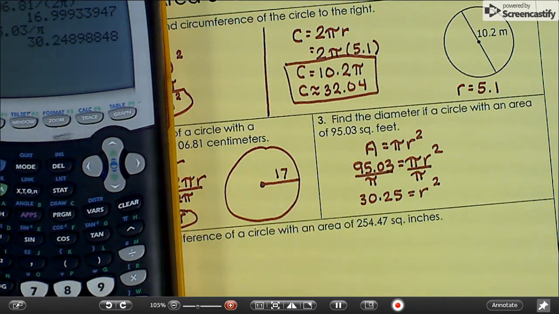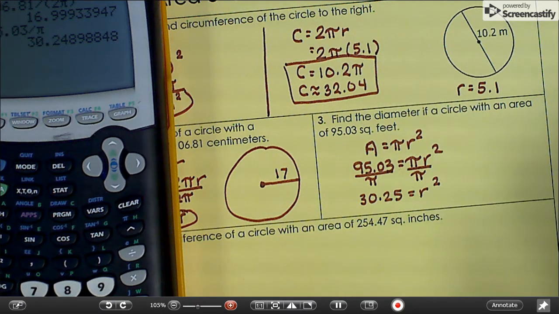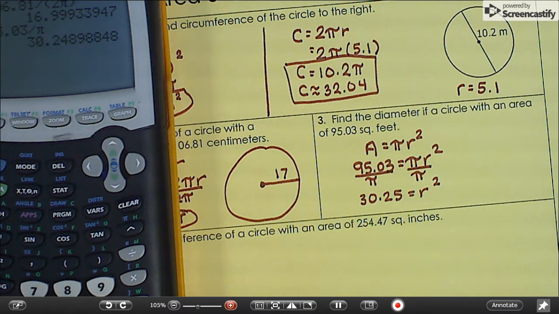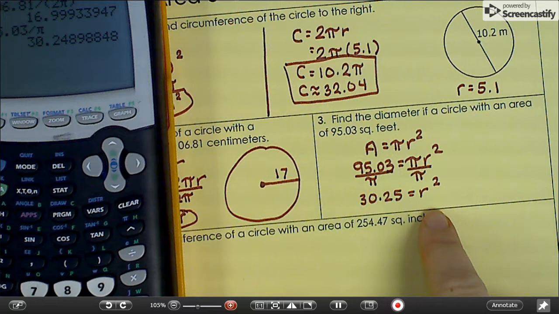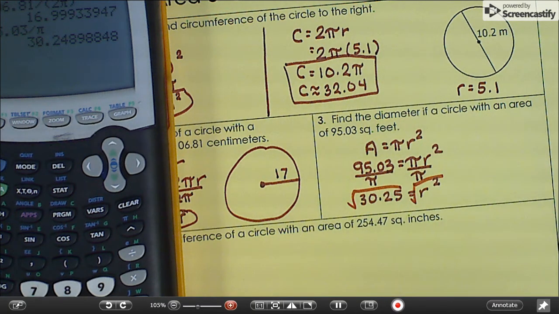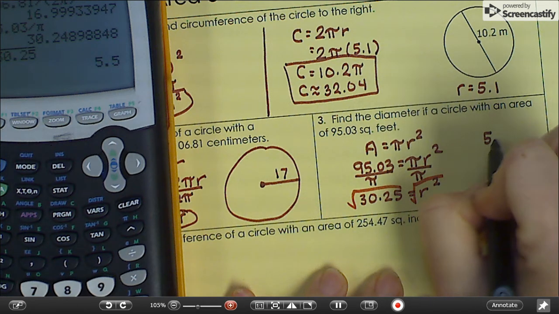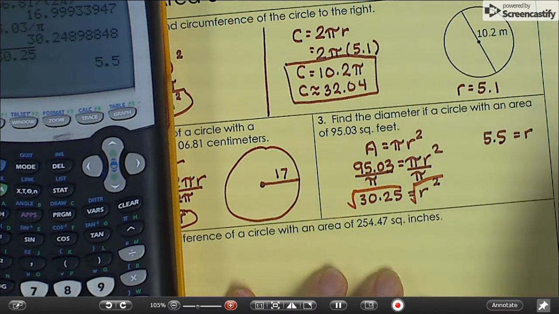You may remember from algebra the way that you would reverse squared. The opposite of multiplication is division. The opposite of addition is subtraction. The opposite of square is a square root. So we want the square root of both sides. So I'm going to take the square root of 30.25, and that gives me 5.5 as the radius.